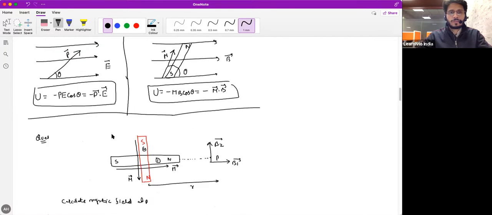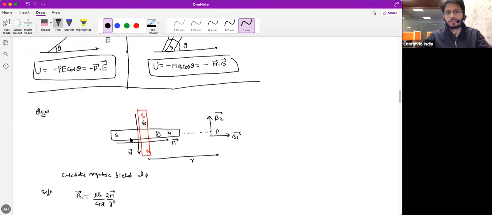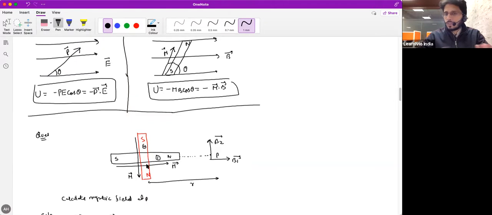Okay. Next question. Say you have two bar magnets placed perpendicular to each other. You're supposed to calculate the magnetic field at this point. For the first bar magnet, does this point lie on the axial line or on the equatorial line? Axial line. And for the second bar magnet, is this point on the axial or on the equatorial line? Equatorial line.